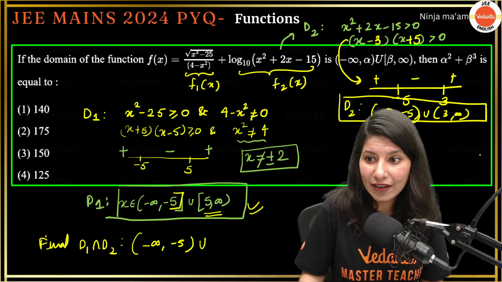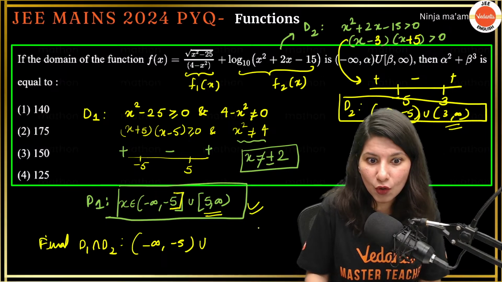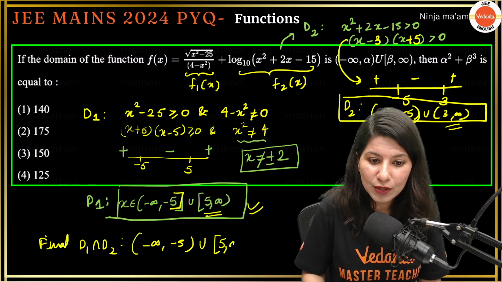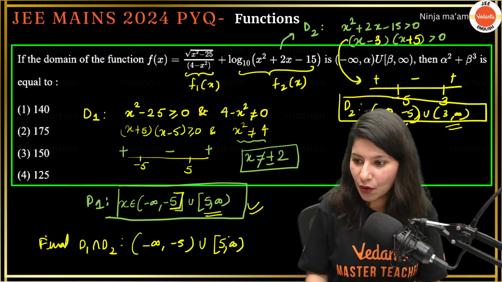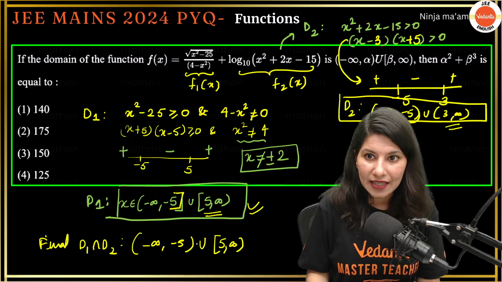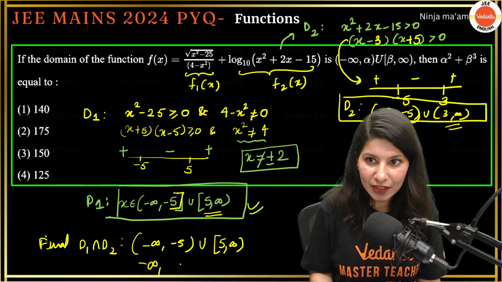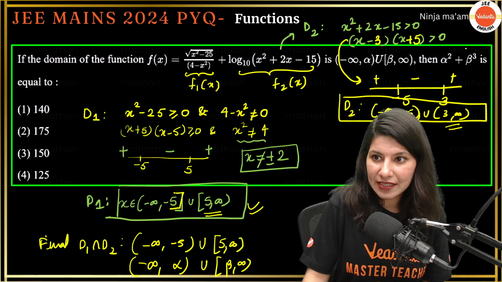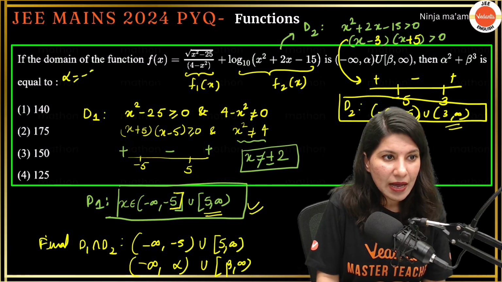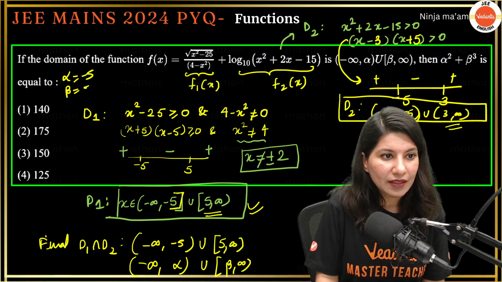Now this is saying 5 to infinity. This is saying 3 to infinity. The common portion is 5 to infinity, right? Yes. So from here, we can clearly see that if I compare this with minus infinity to alpha union beta to infinity, alpha is coming out as minus 5 and beta is plus 5. This is your final answer.